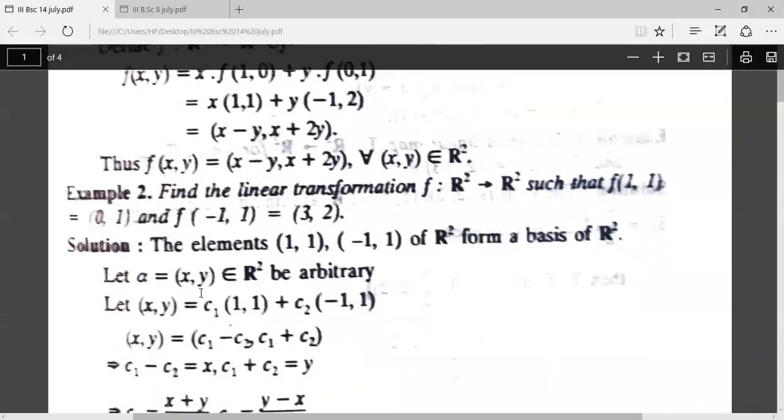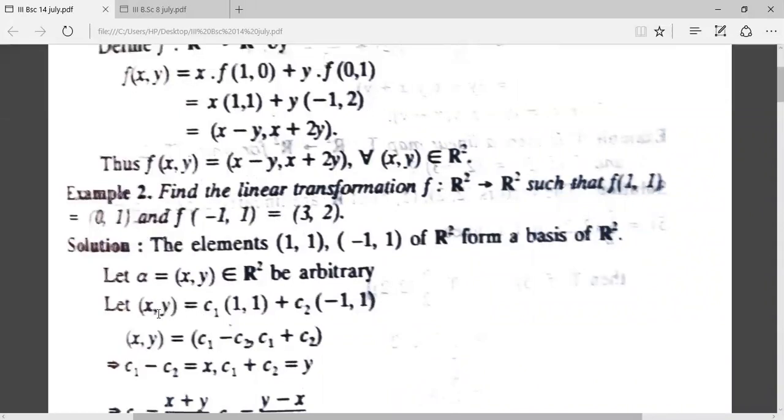Let alpha be equal to x comma y belongs to R2 be arbitrary. Now x comma y can be written as C1 into 1 comma 1 plus C2 into minus 1 comma 1. Our aim is to find the scalars C1 and C2 belonging to the field of real numbers. Because we do not know what are the values of C1 and C2. You cannot write this by trial and error method.